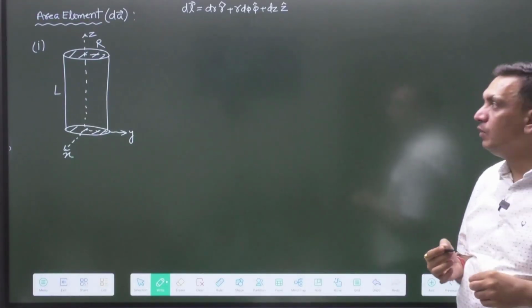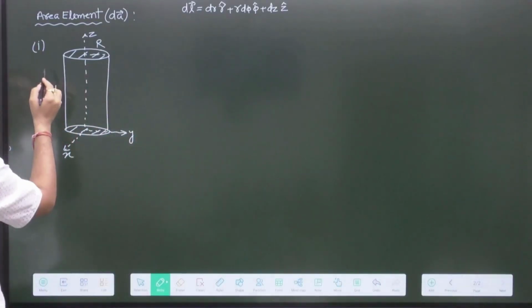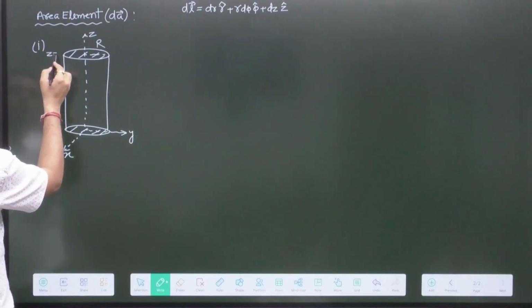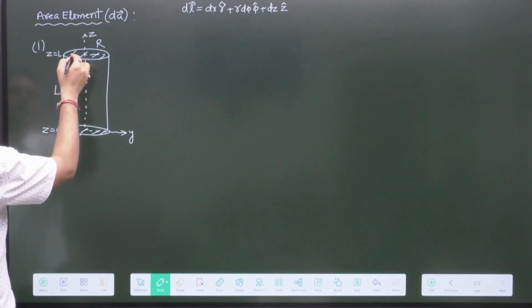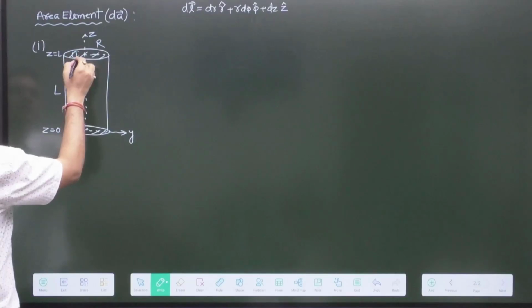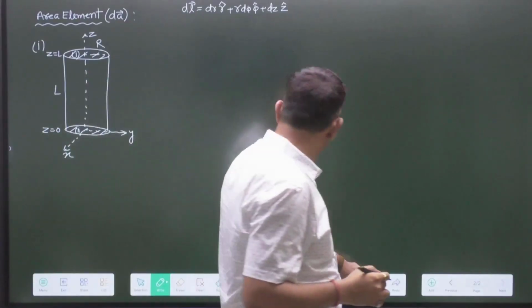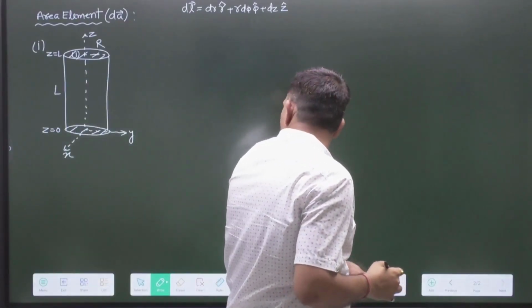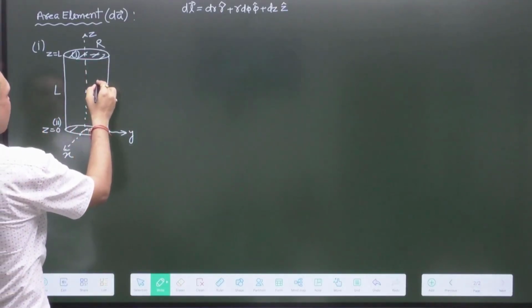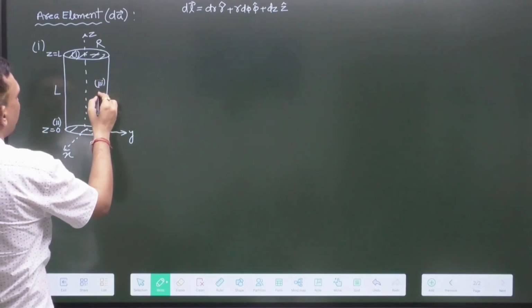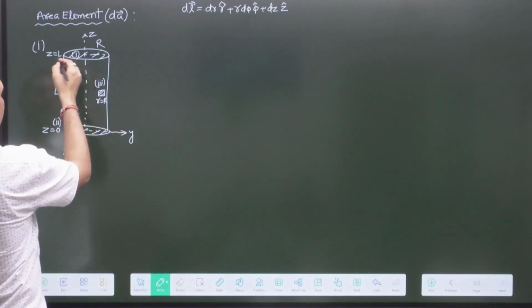And this volume is surrounded by how many surfaces? 3 surfaces. One surface is, let's say, z is equal to L. This is z is equal to 0. So I am writing this surface as surface 1, this is surface 2, and surface 3 is on the surface of the cylinder, r is equal to r surface.